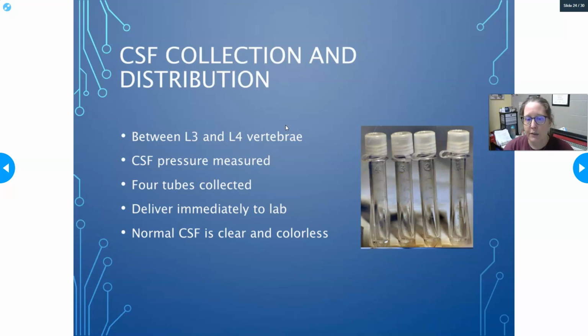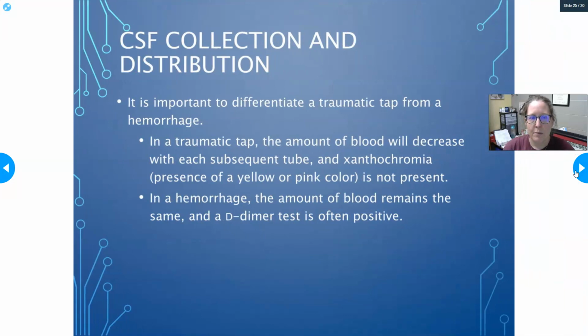The tubes need to be delivered immediately to the lab, and testing must commence immediately. Normal spinal fluid is going to be clear and colorless, and these are the types of tubes that are usually used to collect spinal fluid. They usually have a number of 1, 2, 3, 4, and the physician is supposed to collect it in that specific order. So now let's go a little bit more.